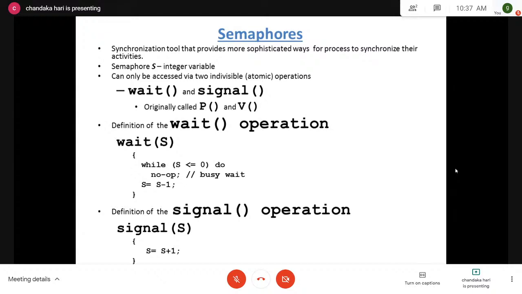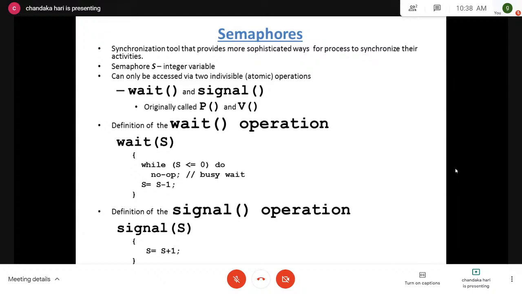Then process P2 makes a requisition, I want to access X. Then the operating system checks the semaphore value of X and finds that it is now 0. That implies it is already locked by process P1. P2 is not allowed to continue the execution. The operating system simply puts the process P2 in the waiting state.